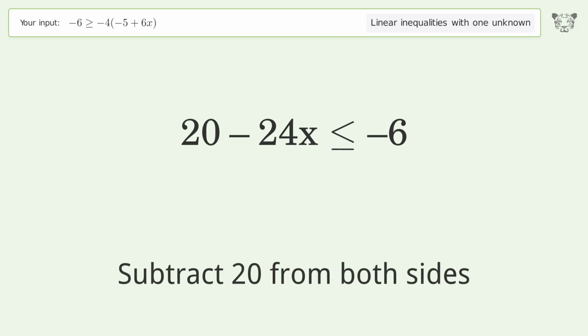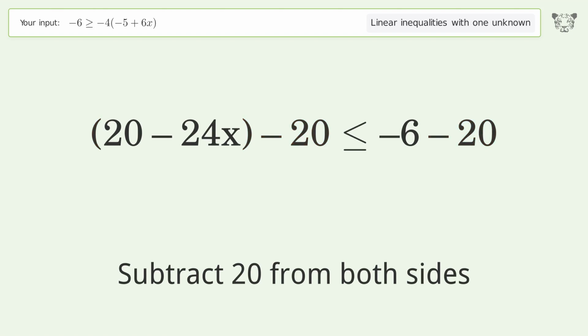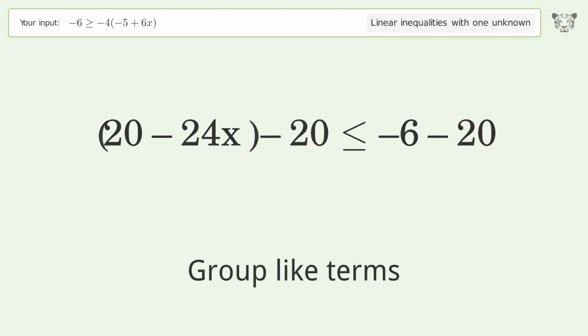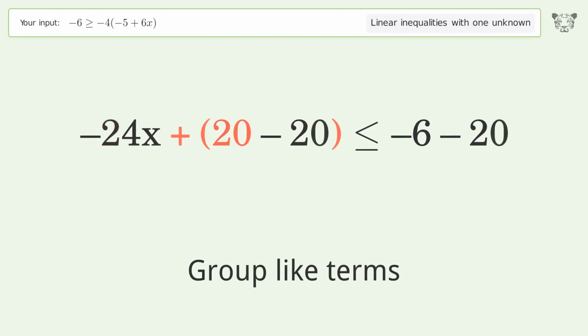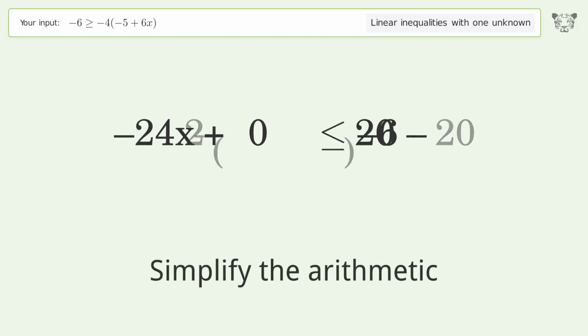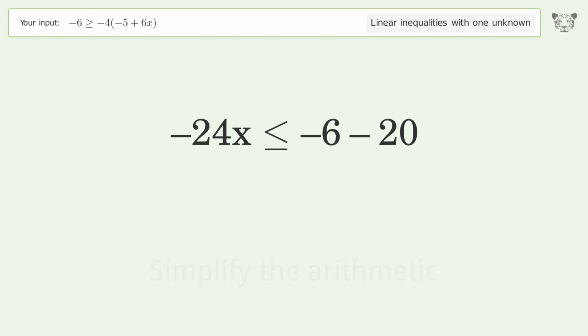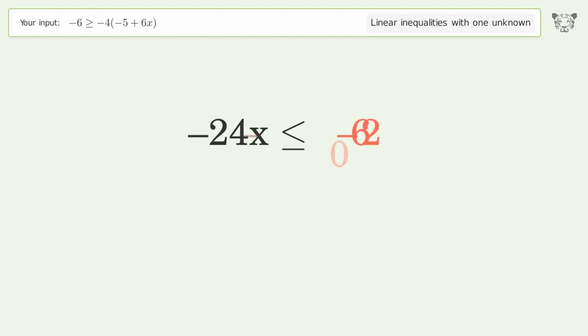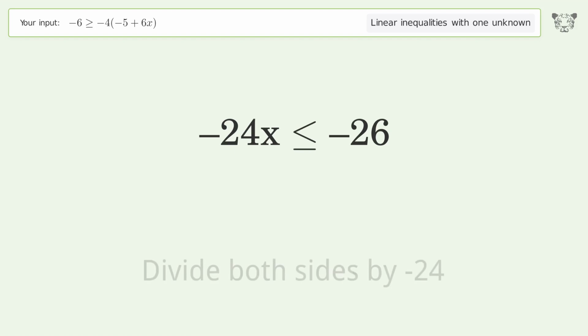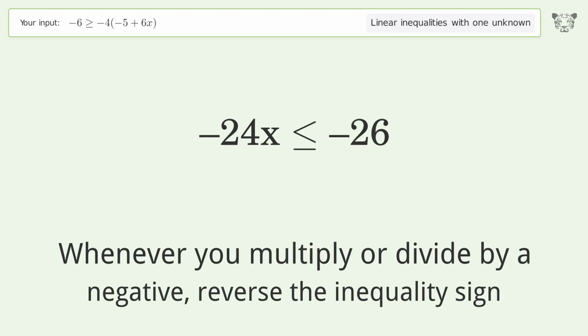Subtract 20 from both sides. Group like terms. Simplify the arithmetic. Isolate the x. Divide both sides by -24. Whenever you multiply or divide by a negative, reverse the inequality sign.